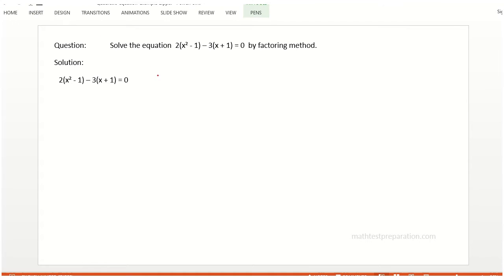In this lesson, I'm going to talk about how to solve a quadratic equation. The question is, solve the quadratic equation by factoring method.